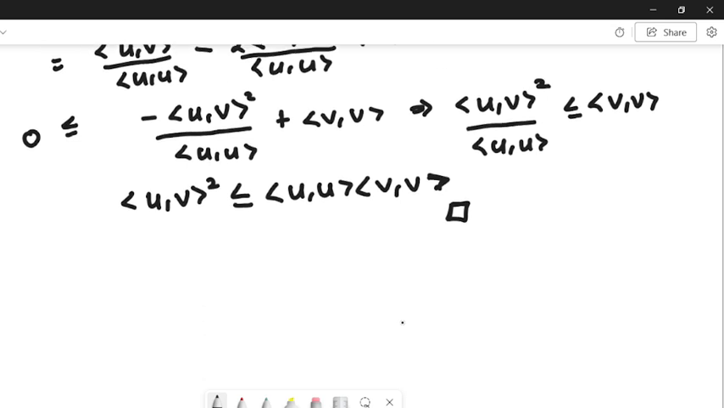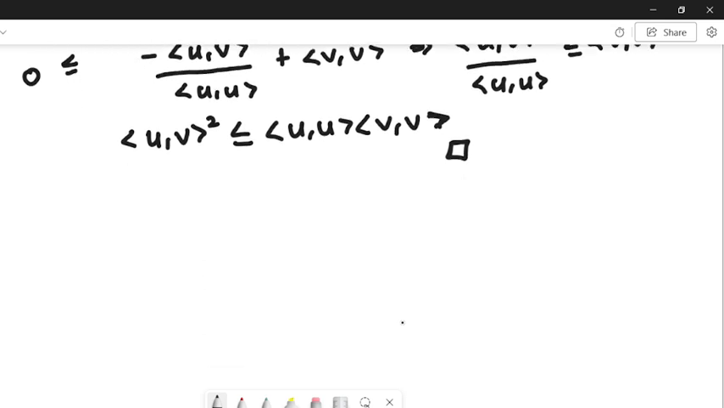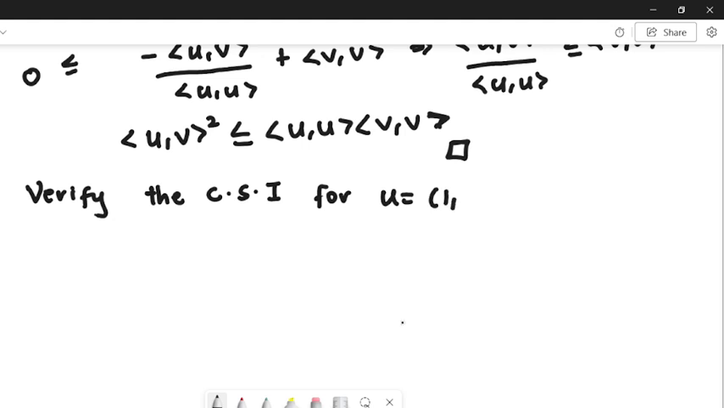Then somebody can ask you to apply it or to verify. So we have a question here: verify the Cauchy-Schwarz inequality for the vectors u equals 1, 3 and v equals 2, negative 1 in R2. So our solution is simple.